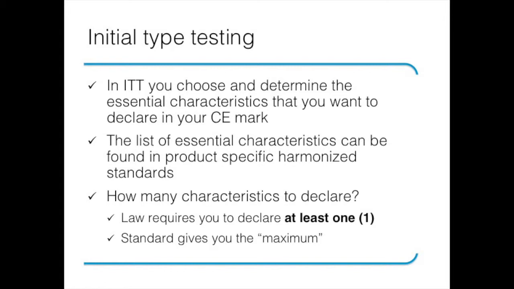Then how many characteristics do you need to declare? Legislation says that you must have at least one essential characteristic declared, and the list of essential characteristics in the standard works as the maximum number of characteristics available for declaration in CE marking. So the number of declared characteristics can be anything between 1 and what is listed in the standard.